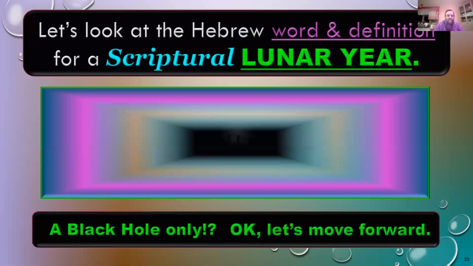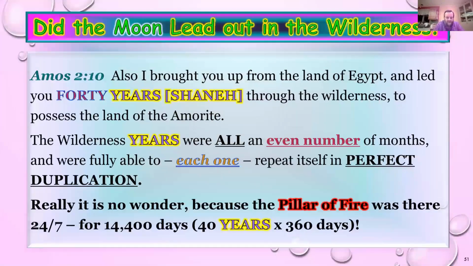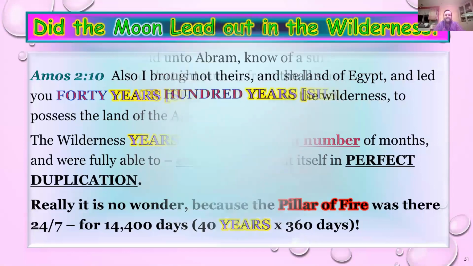Okay, let's move forward. Did the moon lead out in the wilderness? Oh, here's a big one. I love this. Amos 2:10. Also, I brought you up from the land of Egypt and led you 40 years Shaneh, through the wilderness to possess the land of the Amorites. The wilderness years were all an even number of months, and were fully able to, each one, repeat itself in perfect duplication. Really, it is no wonder, because the pillar of fire was there 24/7 for 14,400 days, or 40 years times 360 days.